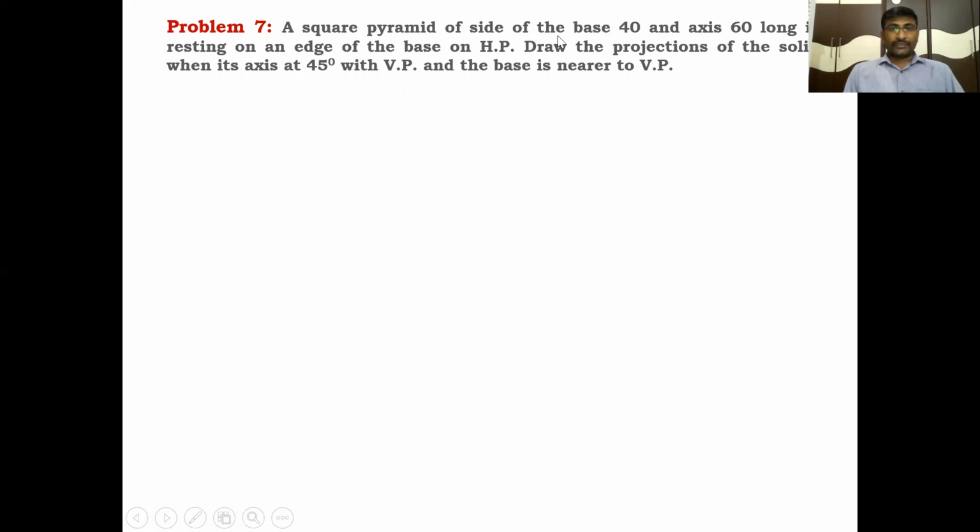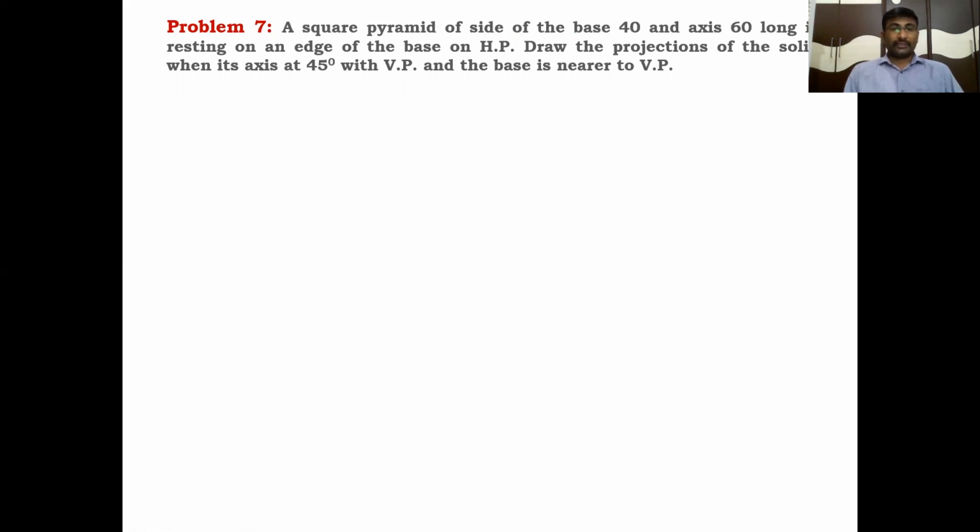A square pyramid of side of the base 40. Square pyramid is given here. Square means 4 sides; pyramid means there is one apex point, one base, 4 slant edges, and 4 slant faces. Okay, you should know all these details first from the given solid.